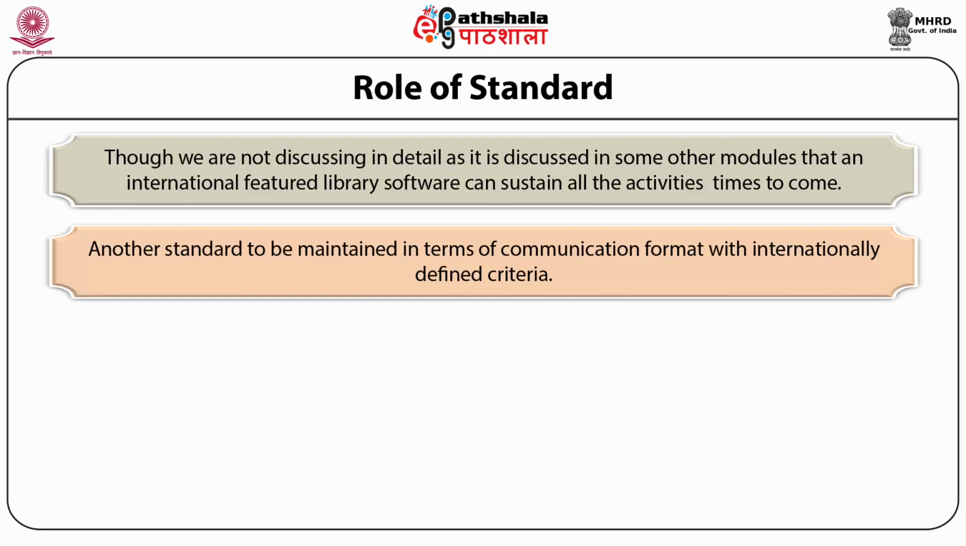Standards can be maintained at different stages of library automation, from the very beginning, with the library software. Use software which has international features and sometimes the local demands also, and it won't be obsolete in future. At the same time, other standards can be maintained. As I have mentioned, another standard is the communication format with internationally defined criteria. Communication format is a very basic concept of the library catalog, where we enter the library data.